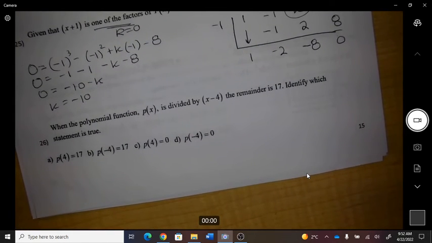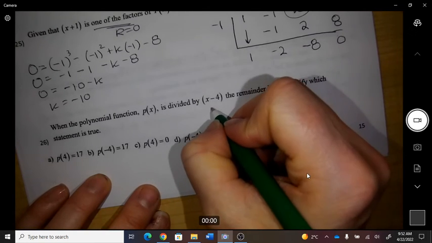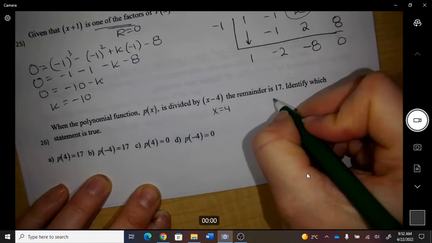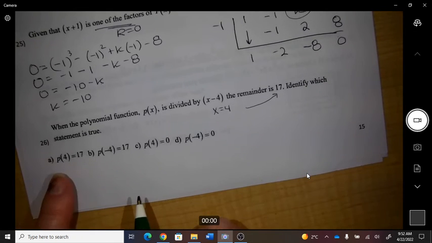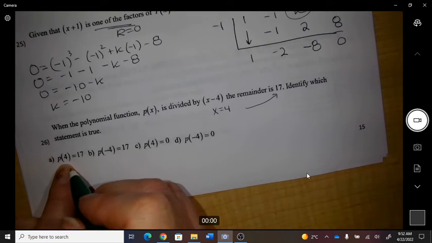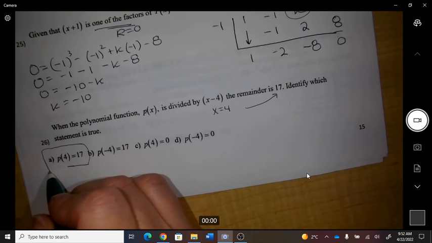When this polynomial is divided, remainder is 17, identify which statement is true. So x equals 4. So if you plug in a 4, you would get out a 17.